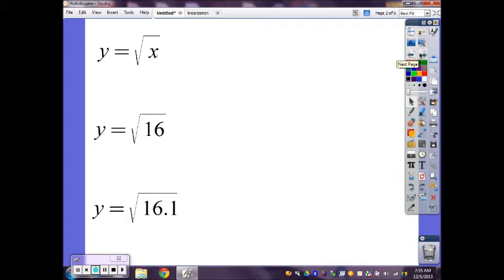Because that's a perfect square. But what happens when we get one that's not a perfect square? What if we are asked to evaluate y equals square root of 16.1? And of course your first initial answer is, well, I'll just put it in my calculator. But the question behind that is, well, how does the calculator know what to do?